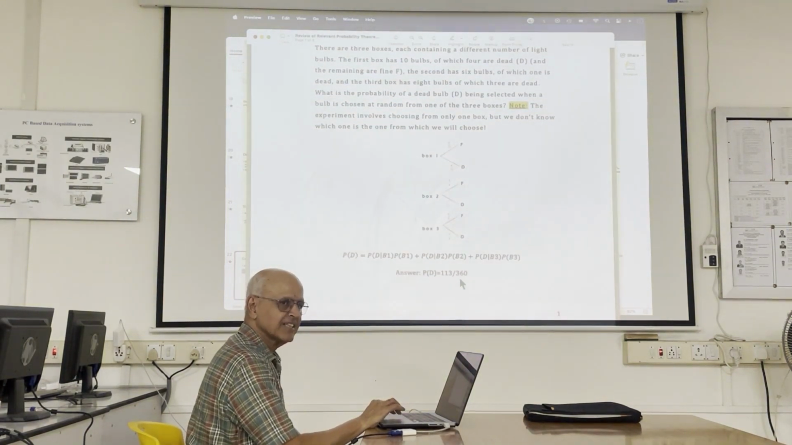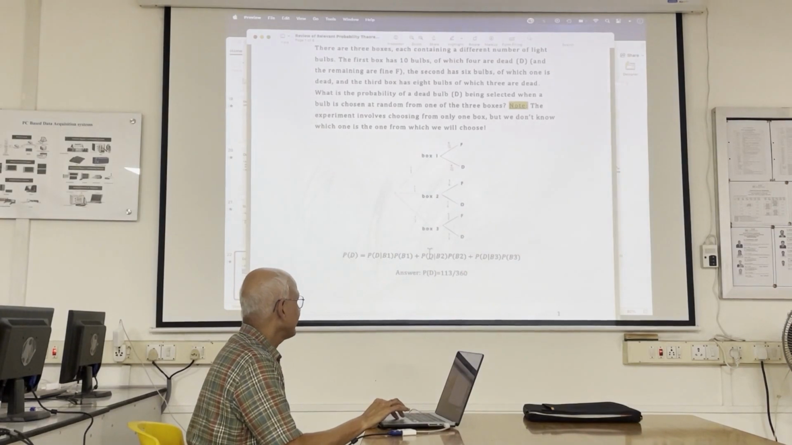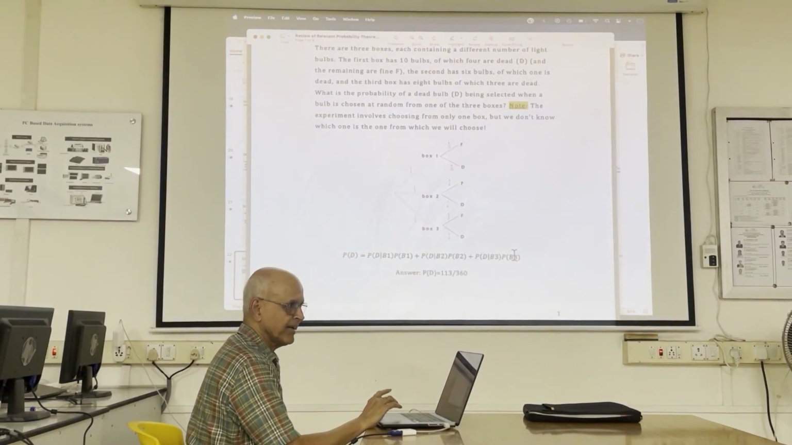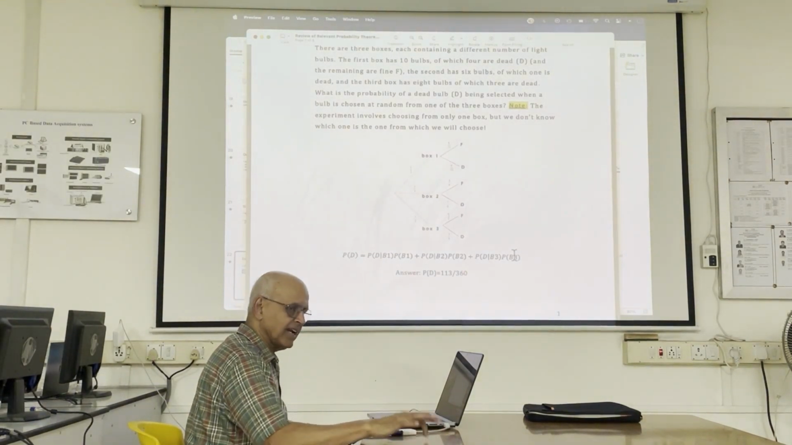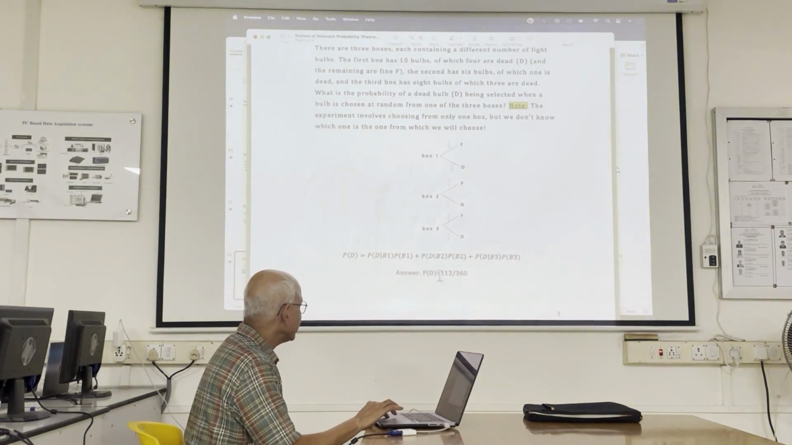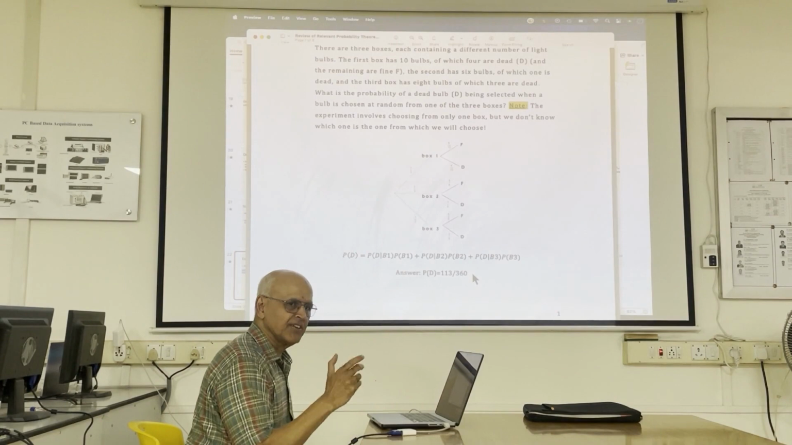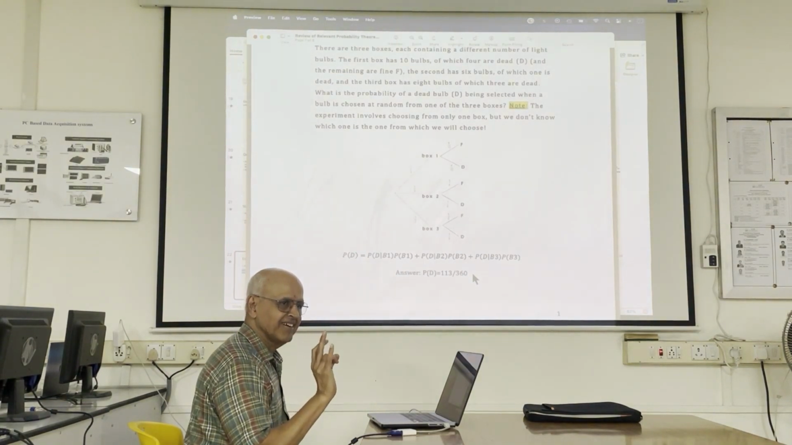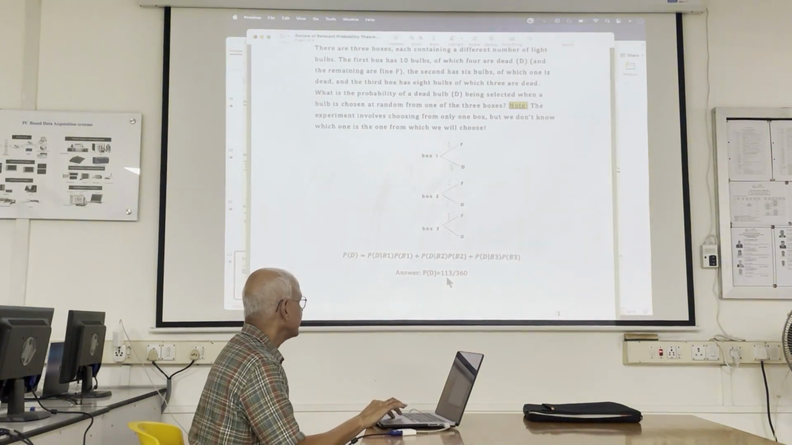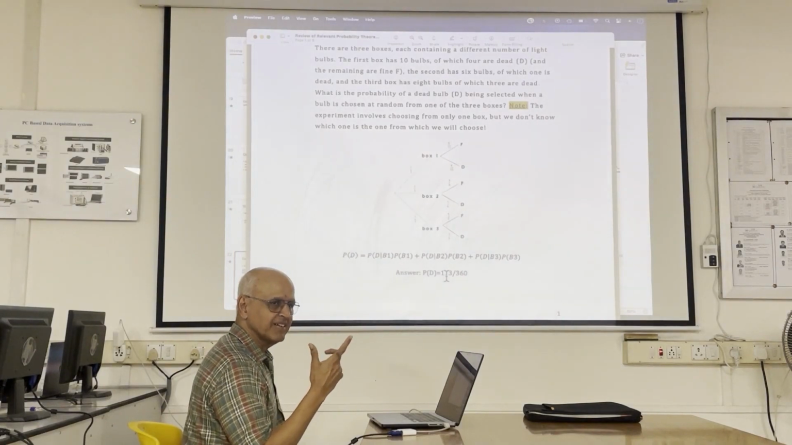The beauty of this? Never calculate the fractions. I tell my students in America, they immediately go to the calculator and get weird numbers for this. It's nice to leave the answer like this. It means there are 360 ways in which you can pick a bulb. And the answer is 113 for this problem, the dead bulb.